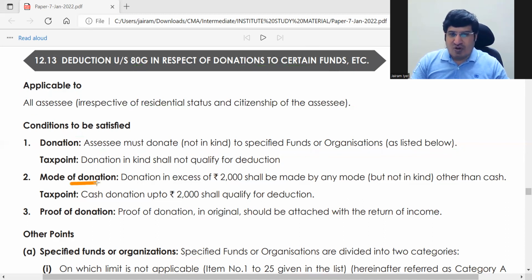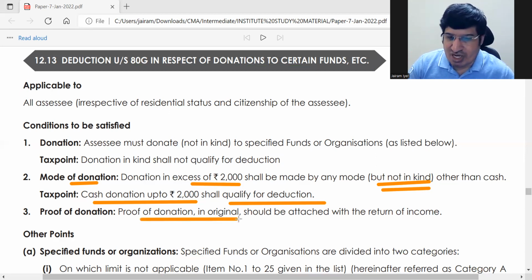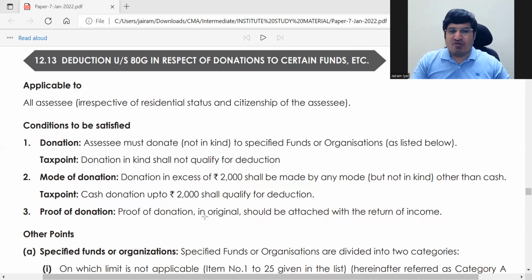As for the mode of donation, if you want to pay in cash, only up to 2,000 shall qualify for deduction. Cash deduction only up to 2,000. In excess of 2,000, whatever donation you are making should be in electronic modes. But not in kind, that we have already said. Donation in kind, you will not get anything, no deduction. For example, you have donated cloth, kapde apne donate kiye, that is donation in kind, not in cash. For those things you will not get deduction. Another thing is that proof of donation has to be attached to the return of income. The certificate or receipt from them, which is the proof of donation, has to be attached with the return of income.